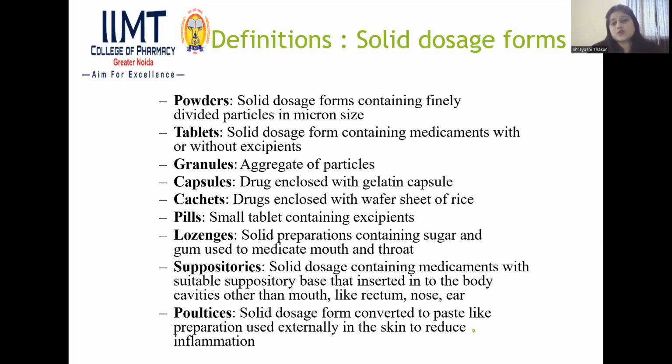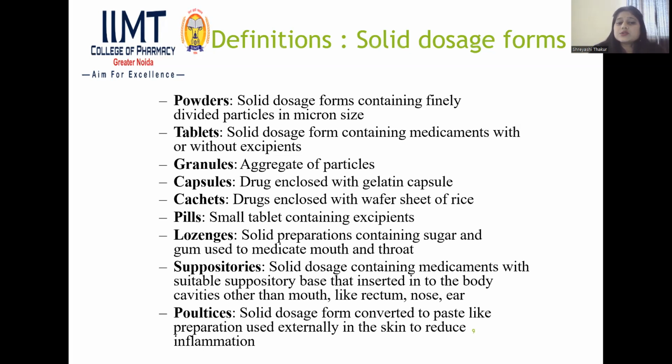Definition of solid dosage form. There are various types of solid dosage forms. First, we have powders. What are powders? Powders are a solid dosage form containing finely divided particles of micron size. The next one is tablet. Tablets are also a solid dosage form containing medicament with or without excipients. There are various types of tablets available in the market, for example, sugar coated tablet, film coated tablet, etc.